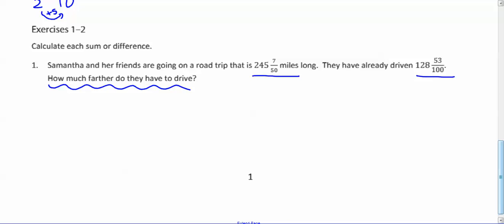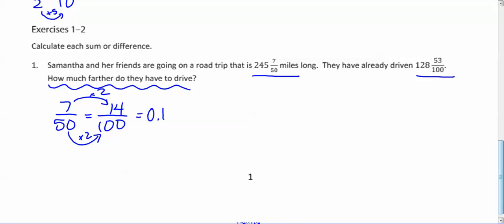So we need to convert this 7/50ths. All right, so 7/50ths as a decimal. Now we're looking for a power of 10 down here. What power of 10 do I want? 100. All right, to get from 50 to 100, we multiply by 2. Very good. 7 times 2 is 14. So we're going to write that as 0.14. All right, so this 245 and 7/50ths is the same as saying 245 and 14 hundredths. It's the same value.